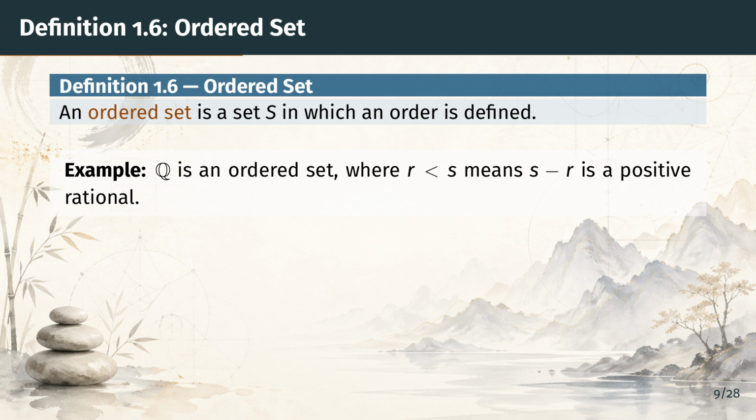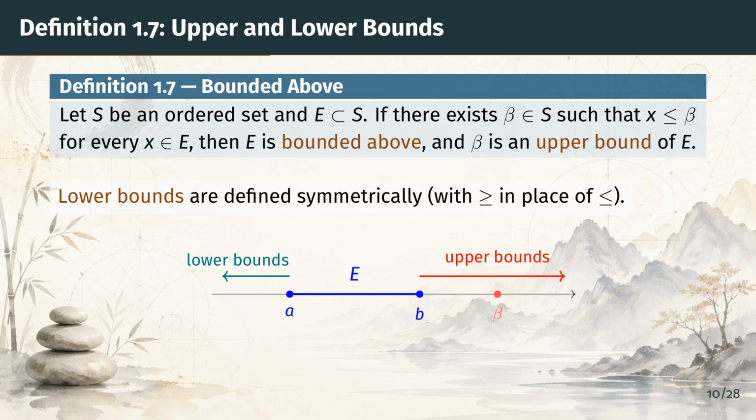Now that we have ordered sets, let's talk about bounds. Here's the definition of an upper bound. Suppose S is an ordered set and E is a subset of S. If there is some element beta in S, such that x is less than or equal to beta, for every x in E, we say that E is bounded above, and we call beta an upper bound of E.